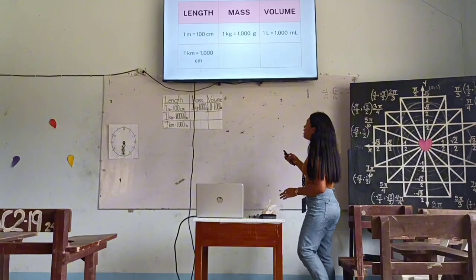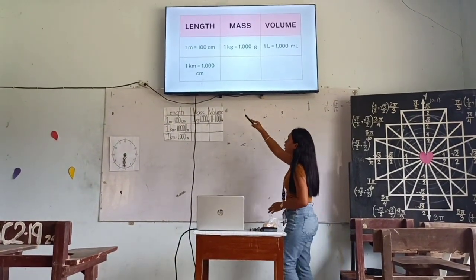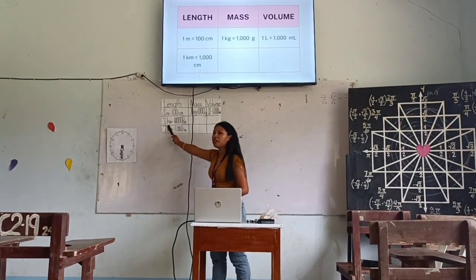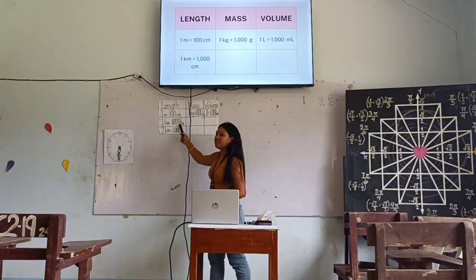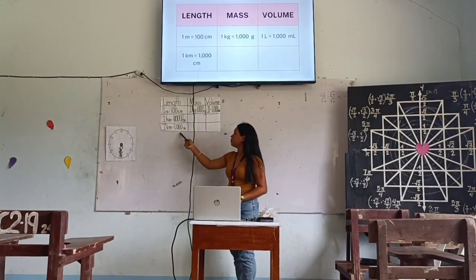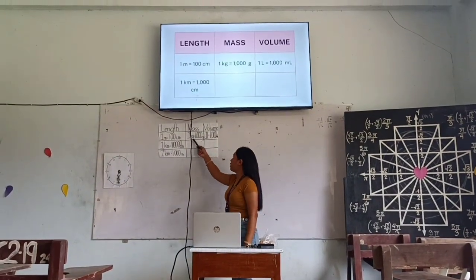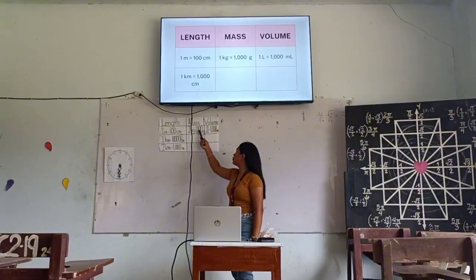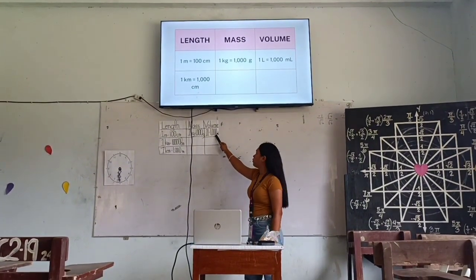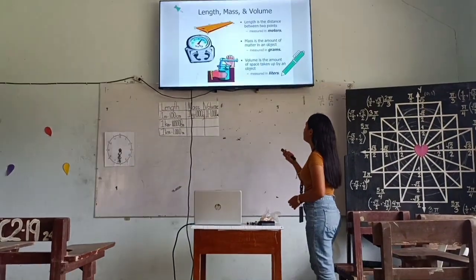So this will be the equivalence between the length, mass, and volume. In 1 meter, there are 100 centimeters. In 1 kilometer, there are 100,000 centimeters, and in 1 kilometer, 1,000 meters. For mass, 1 kilogram is equivalent to 1,000 grams. And for volume, 1 liter is equivalent to 1,000 milliliters. So those are the length, mass, and volume equivalents.